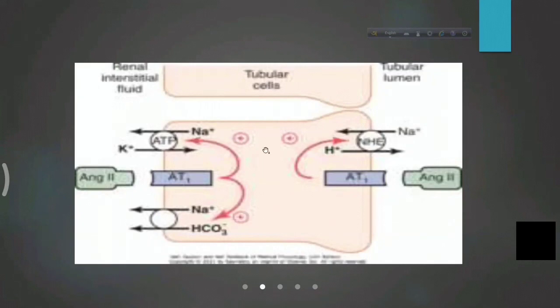So aldosterone increases sodium reabsorption through the luminal membrane and in turn increases the secretion of hydrogen ions in exchange of sodium. This occurs with the help of the sodium hydrogen exchanger.